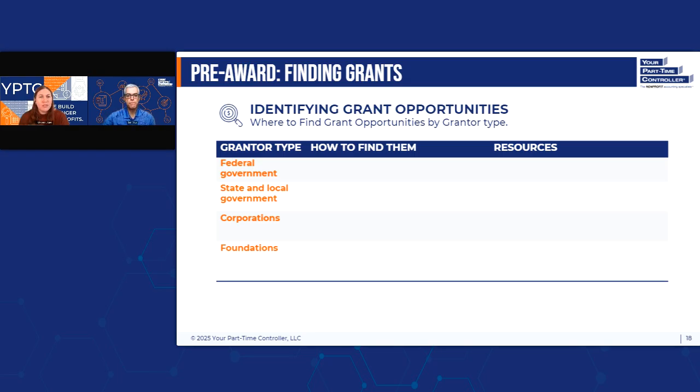So let's start with talking about the pre-award stage of the grant life cycle. So here's a sampling of ways actually to identify grant opportunities. First, we have the federal government. The federal government routinely posts funding opportunities to the grants.gov site. At any one time, there could be between 1,500 to 2,000 grants available. Be sure to check out YPTC's website for recent webinars where we've talked about different ways to find federal awards.